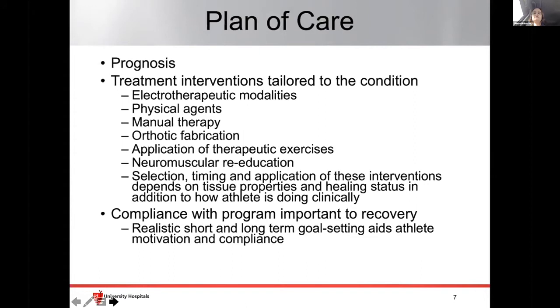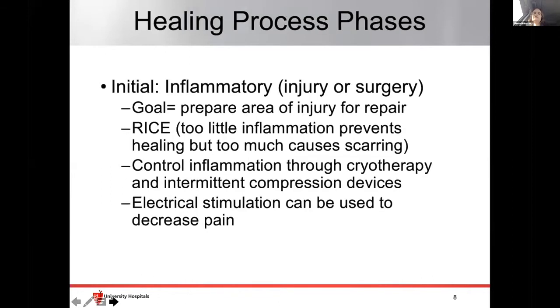So the plan of care determines prognosis. There are some treatment interventions that you tailor to the particular condition the athlete has. It can go from electrotherapeutic modalities to physical agents, manual therapy, orthotics. Neuromuscular reeducation is a big one. And it really depends on the status of the healing tissues at that time. You do not want to overload the tissues early on because that will lead to failure. Compliance is also very important for the recovery, and setting realistic expectations and outcomes is also very important. So, the healing process phases that you have to take into account when you're rehabbing an ankle or foot injury.